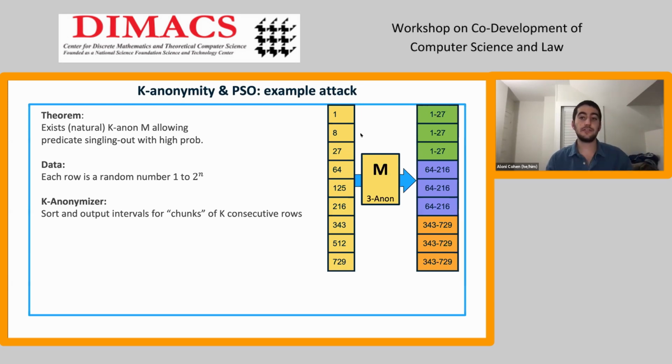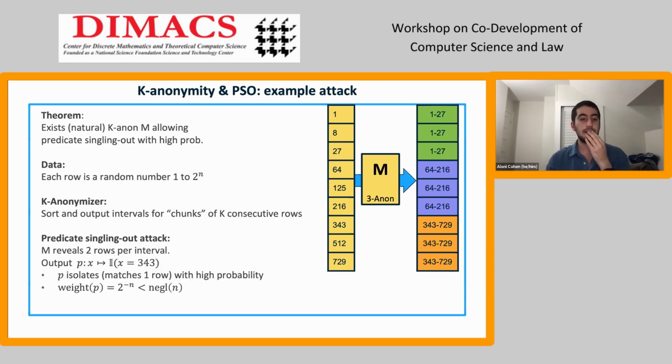In this case, what the anonymizer is doing is outputting intervals. So it's saying these rows lie in the interval 1 to 27. These rows are in the range 343 to 729. So this is an example of a k-anonymous mechanism. And this allows predicate singling out attacks.